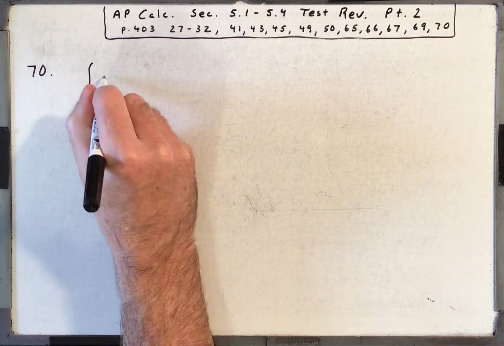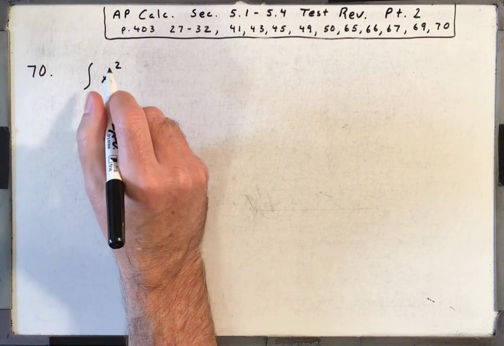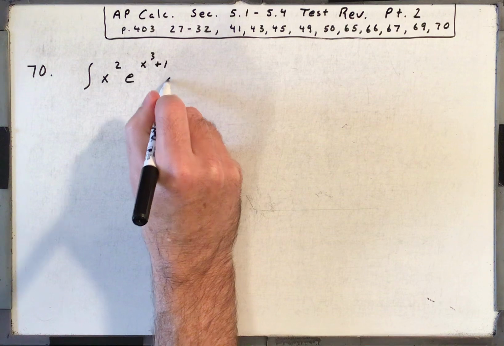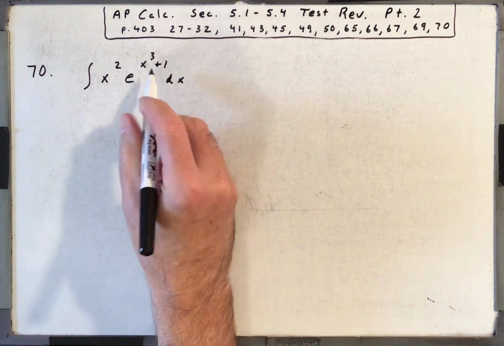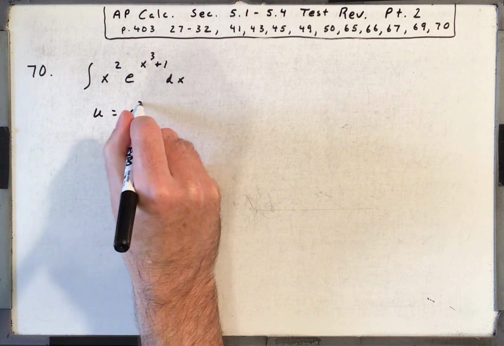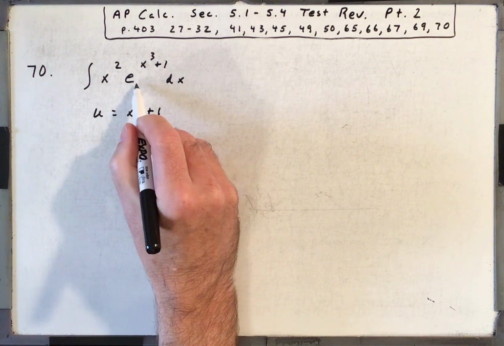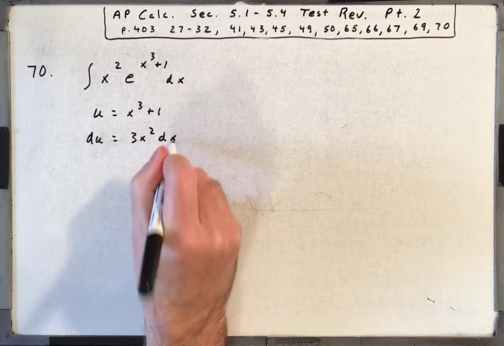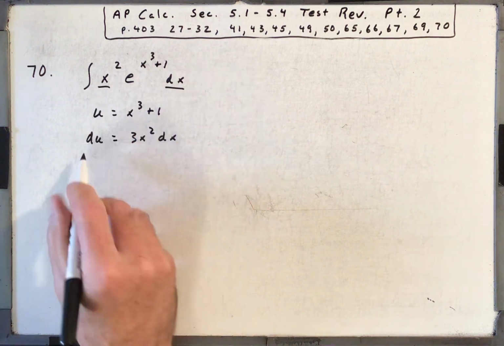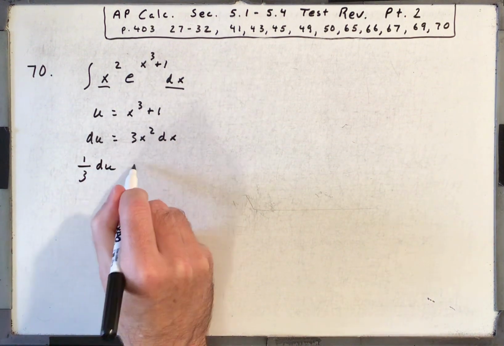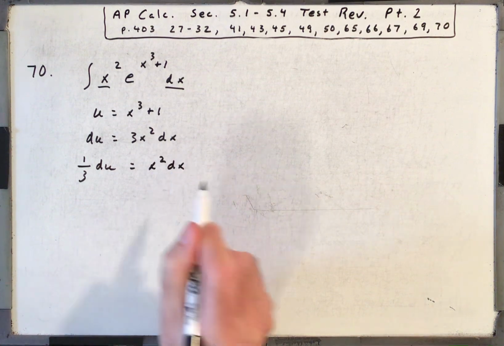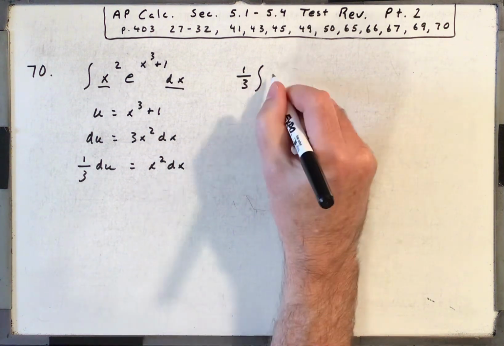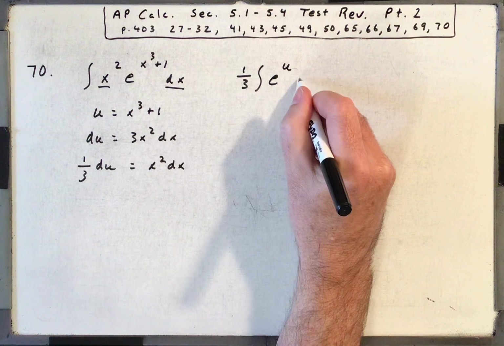So number 70, we have x squared e to the x cubed plus 1 dx. So what makes sense for you is x cubed plus 1. A lot of times it is the exponent of the e value. You take the derivative of that, it's 3x squared dx, and you need it to be x squared dx. So you can multiply both sides by 1/3, and we would have 1/3 out front. And it'd be e to the u du.